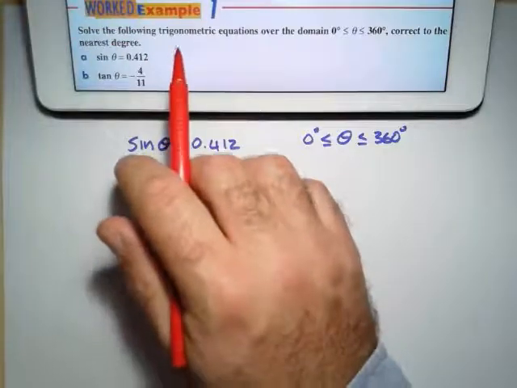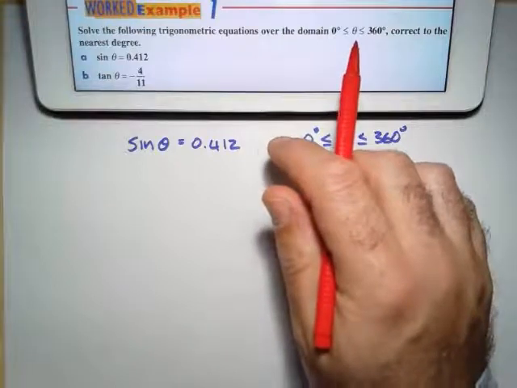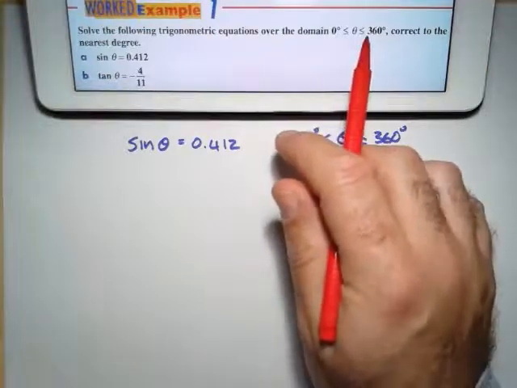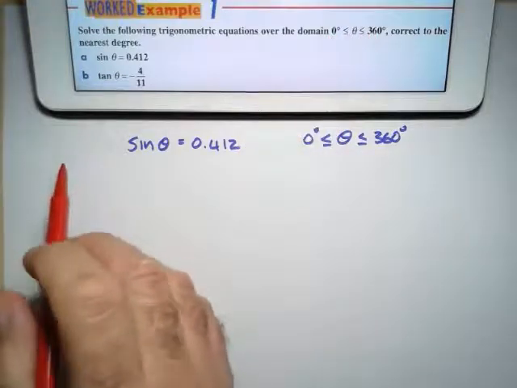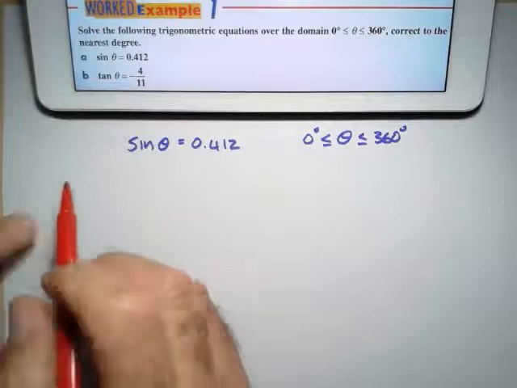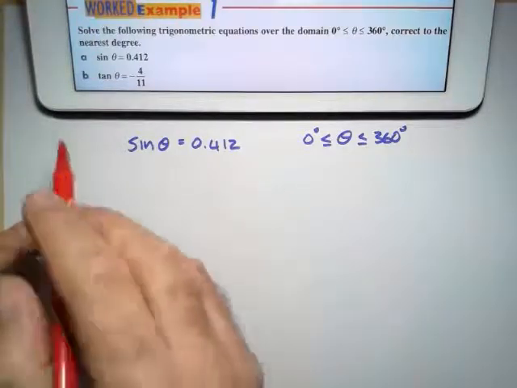Solve the following trigonometric equation over the domain 0 degrees less than theta less than 360 degrees, correct to the nearest degree. Now, what I do in red is just to explain. You don't have to do this in the exams. Everything that's in blue, you will have to do in the exam.